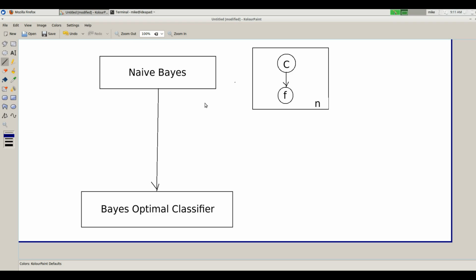Or if you're doing, let's suppose you're trying to figure out the gender of people based on their height and their shoe size or something like that. Well, the gender's already fixed. That's the class. And the features, the height and the shoe size, are kind of products. They're induced by the class. And therefore, we model it like this.